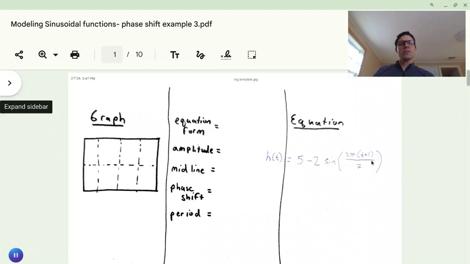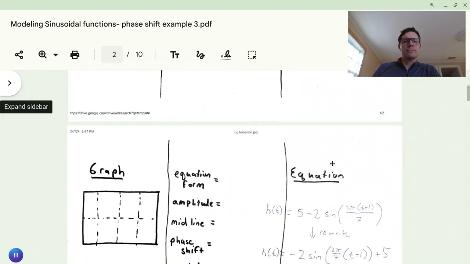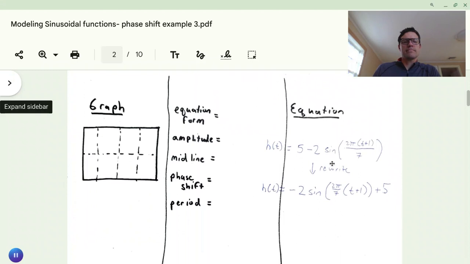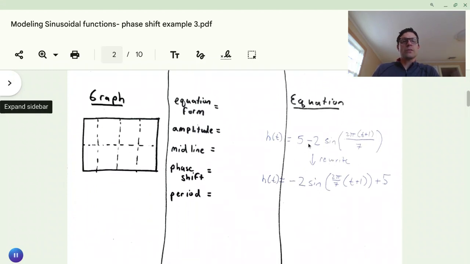So with this equation, the first thing I want to do real quick is put it in the form that I'm used to. I don't like having this 5 out here. I like to have my amplitude and my sine out here, and I like to have my midline over here, and I like to have this stuff inside the parentheses factored nicely. Right? So I do exactly that.